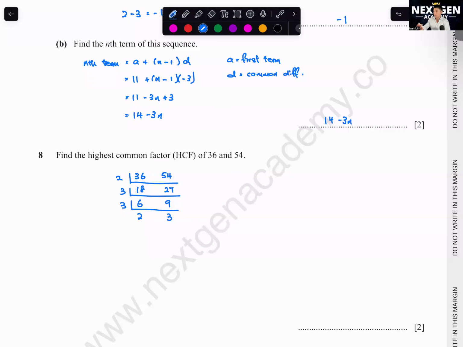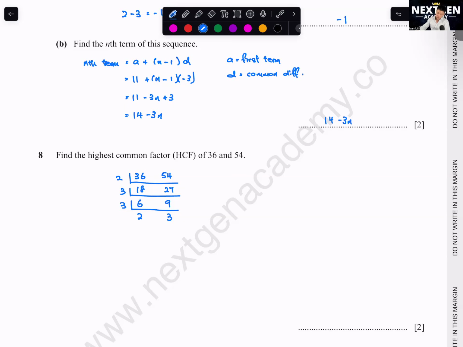In fact, this one, I don't think you need any working. Sorry, you actually need some sort of working, because it's a 2-mark question. Unless they give you a 1-mark question, then you don't need working. So always use the marks as a guideline also.